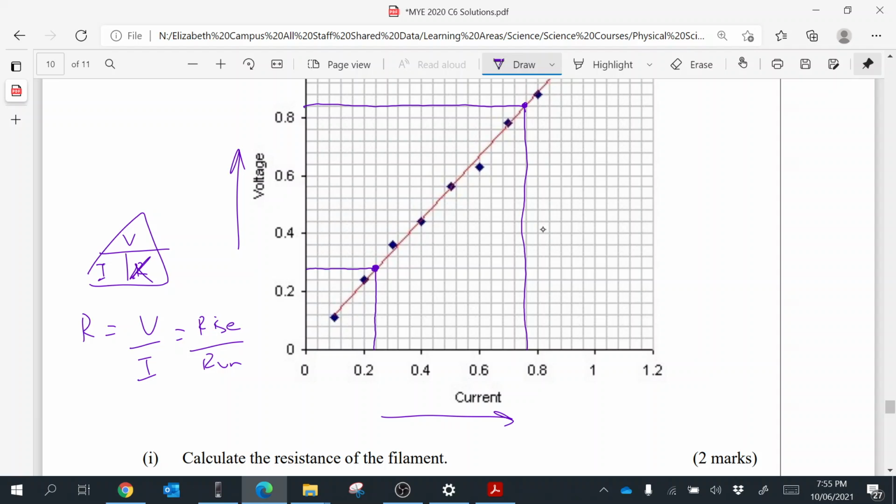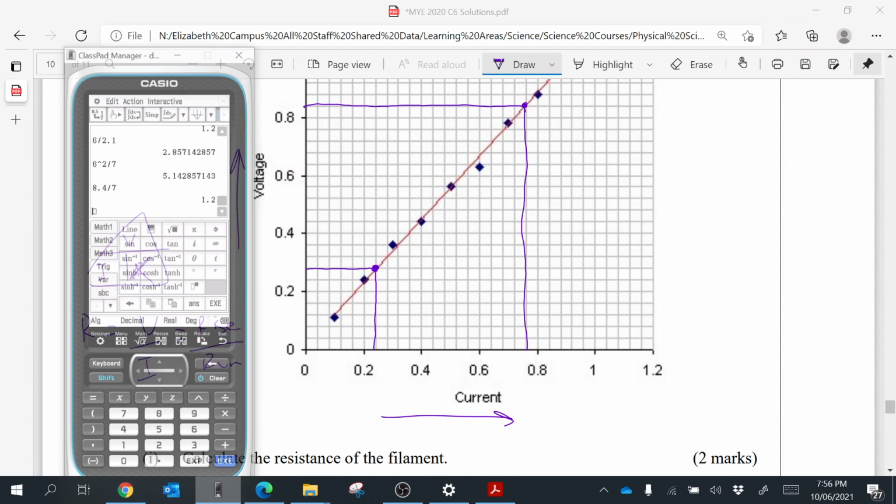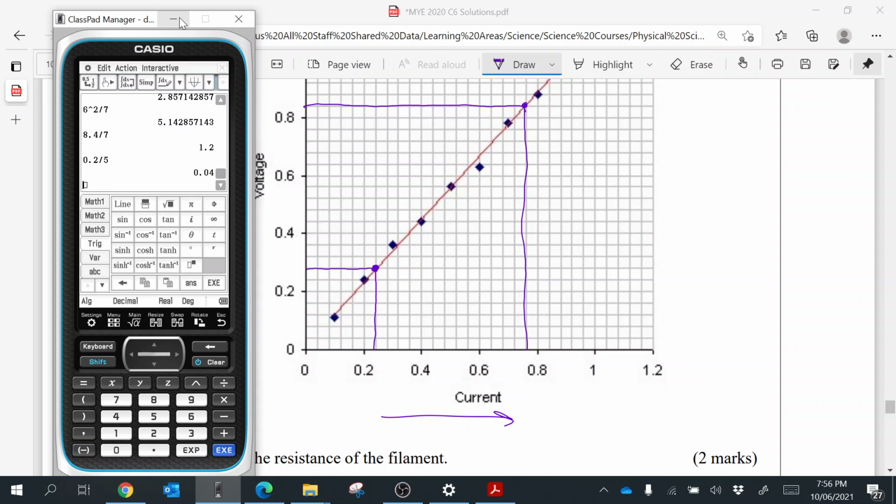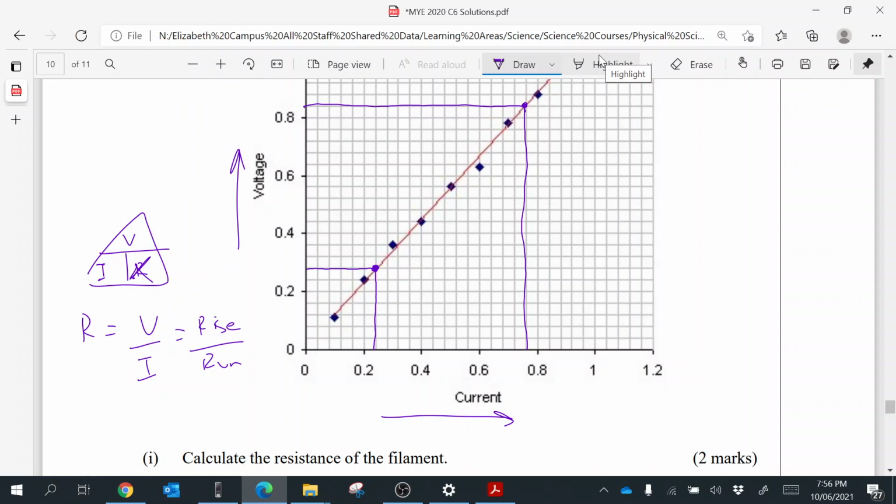If we've got 0.2, what are all our little squares equal to? It might have been easier just to go on the 0.2. So 0.2, we've got 5 squares. 0.2 divided by 5. Should that be easy? Why is my brain not working? 0.04. Okay. So this one here will be 0.28 along the voltage.